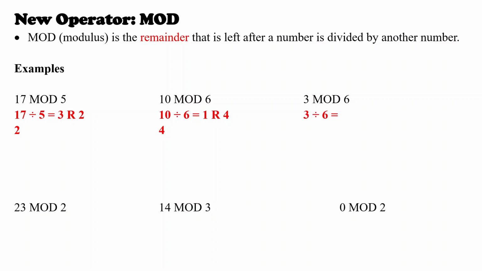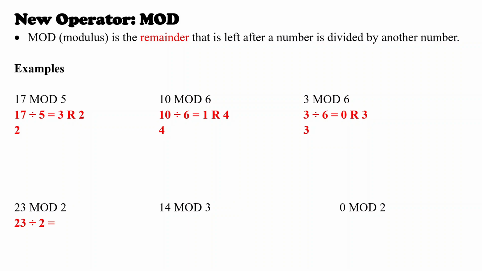3 divided by 6, okay? So that means 6 going into 3. How many times does 6 go into 3? Well, no times, right? 0 times, which means it goes in 0 times. You still have 3 left over. So 3 mod 6 is going to be 3. Okay. Takes some getting used to, but I promise it'll be good.